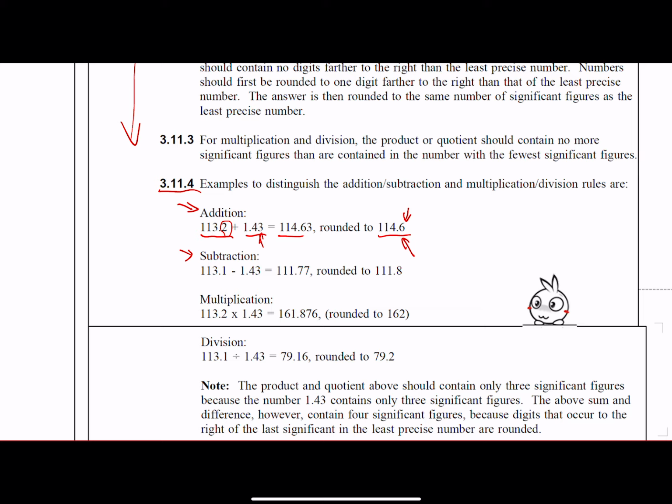And for the subtraction, it is the same. This one has 1 digit after the decimal point, and this one has 2 digits after the decimal point. When we do the calculation, we can keep 2 digits, but when we are reporting the data, the standard way is to report only 1 digit after the decimal point.